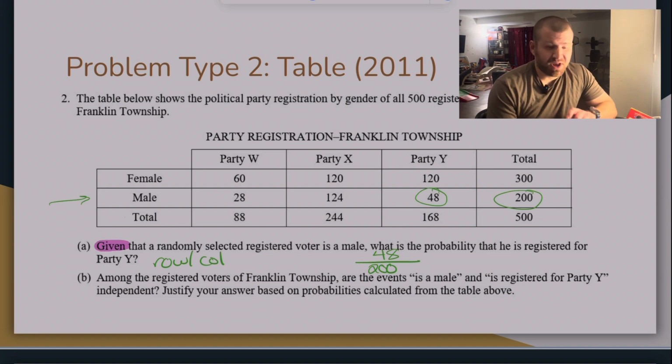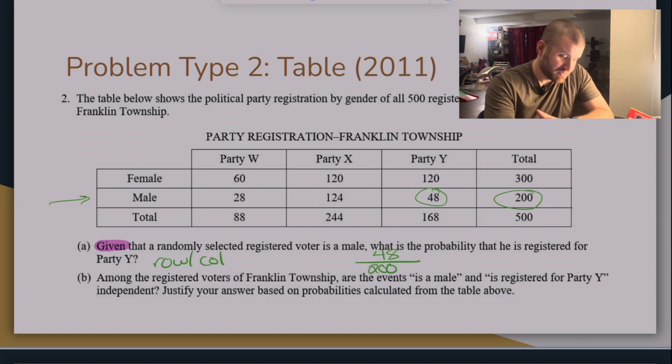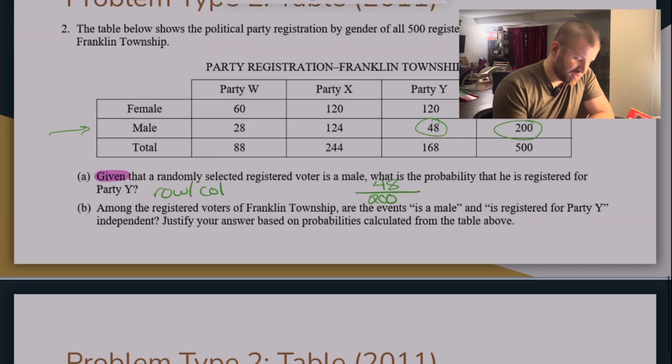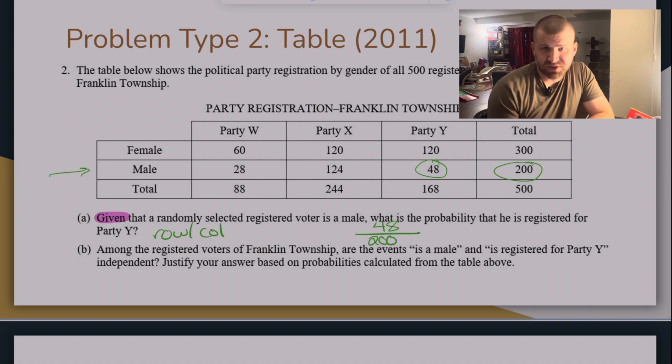And if you remember from class, this is something we talked about, where this actually gives me more information than reducing this to whatever it ends up being, 24 out of 100, 12 out of 50, 6 out of 25. Because this tells me that there's 200 guys in the study and 48 of them are registered for party Y.